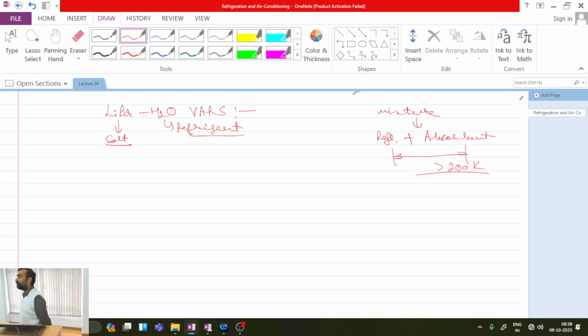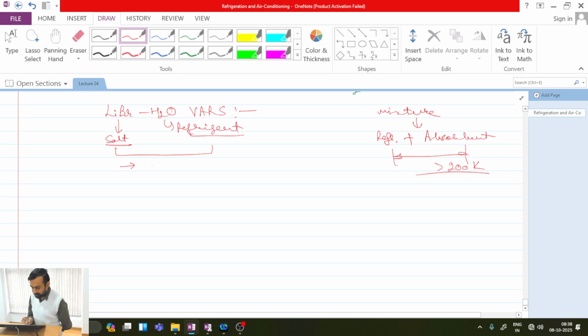So the lithium bromide water system has the advantage that the lithium bromide salt does not easily boil in the generator. That's why we need not use this complicated arrangement of deflagmator, analyzer or rectifier, etc. Simply the generator will serve the purpose and we will achieve almost 100% separation of the refrigerant in the generator itself. Okay, so that's why lithium bromide and water systems are preferred, but there are certain limitations of these systems.